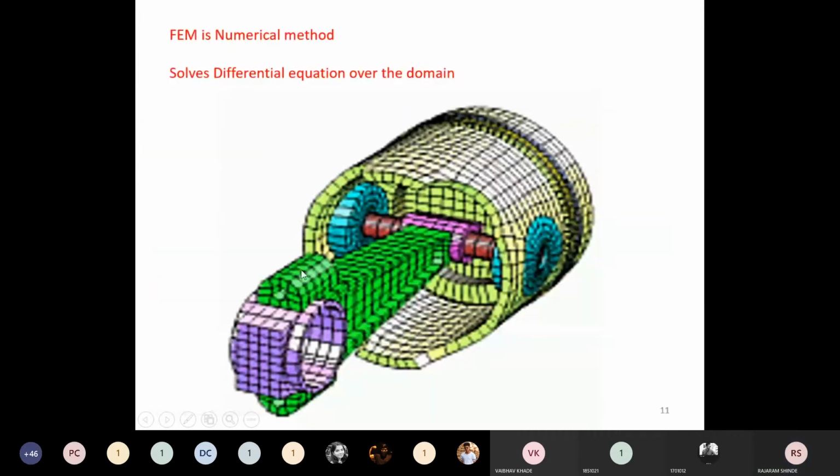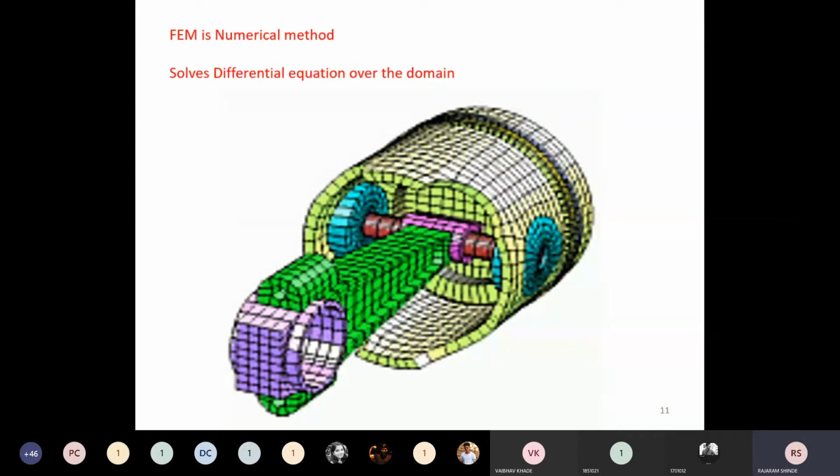Next, what is the finite element method and how can it be used? See here, the finite element method is a numerical method. You have studied a lot of numerical methods. Out of that, one is the finite difference method.